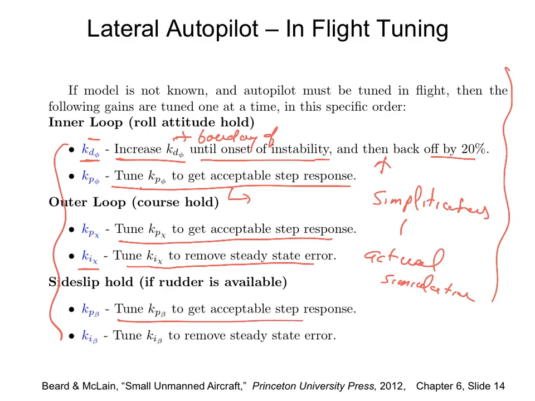Similarly, in this, you tune KP beta. Again, tuning is you go in one direction. If the performance is improving, you keep going in that direction, and you stop where performance starts deteriorating. That's the idea. And then KI beta's role is just to remove the steady state error. So keep increasing KI beta until you reach a point where there is no steady state error. So that's how you tune your lateral autopilot gains.